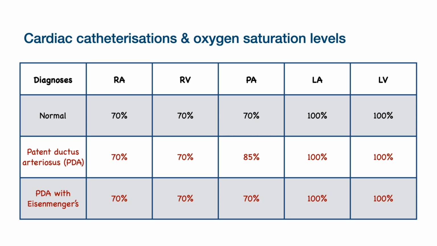The lungs oxygenate the blood to a level of 98 to 100%. The left atrium, left ventricle, and aorta should therefore all have oxygen saturation levels of 98 to 100%. Remember, a PDA connects the high-pressure aorta with the lower-pressure pulmonary artery, and this results in only the pulmonary artery having intermediate oxygenation levels.